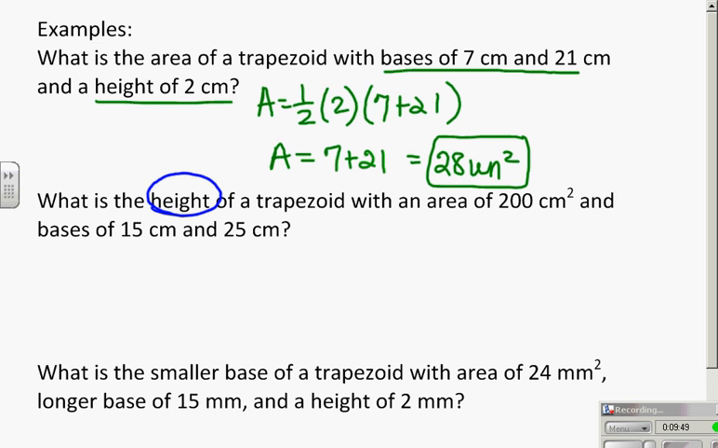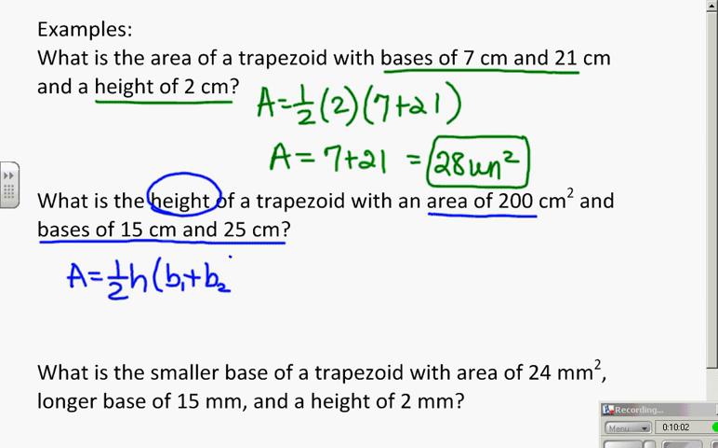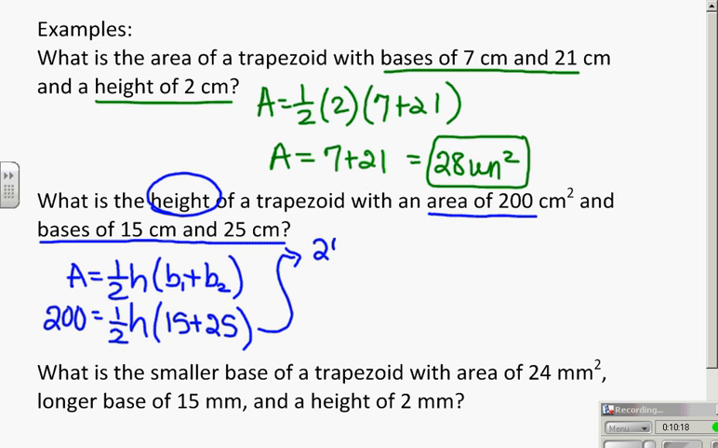Now in this one, we're missing the height, but don't panic. Fill in what you know. Area is 200, and here are my bases. So what do I know? I know that area is 1/2 h times base 1 plus base 2. So area is 200. The half is a constant that has to be there. I don't know the height, and my bases are 15 plus 25. That becomes a very easy algebra problem to solve.